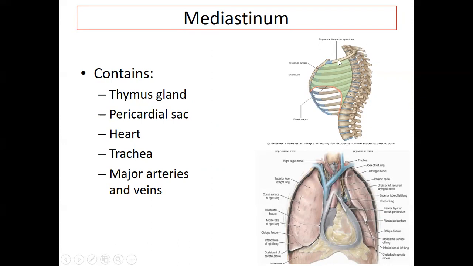Just to recap what I have mentioned earlier, the extent of the mediastinum. You can see here, this is the upper limit of the mediastinum. Above here, we have the superior thoracic aperture. Down here, we have the diaphragm. This is the broad central partition, the mediastinum.